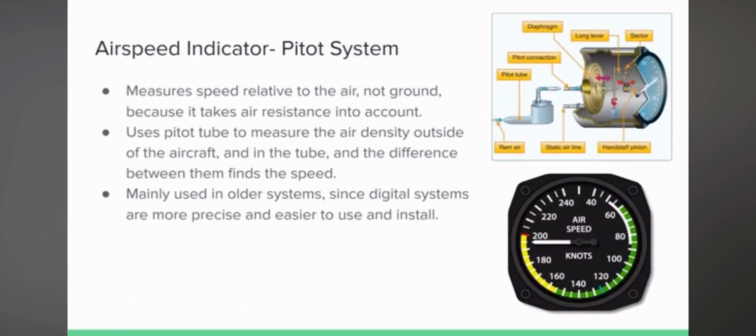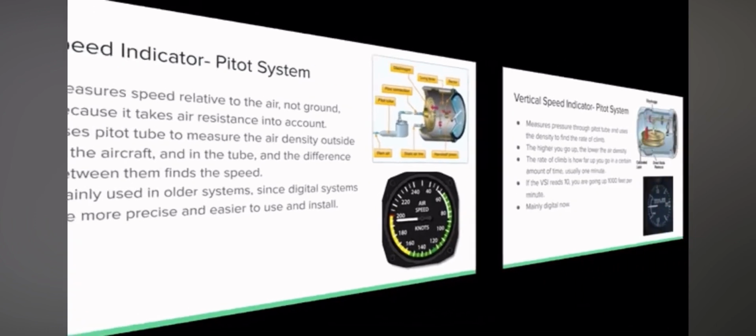The airspeed indicator, another pitot system. The airspeed indicator is a useful instrument to measure the speed of the aircraft, often measured in knots or miles per hour. It measures the speed relative to the air, not the ground, as things like a car would, since a plane takes air resistance into account. This instrument also uses a pitot system to measure the force of the air pressure outside of the aircraft. It then finds the difference between the air in the tube and the air outside of the tube to find the speed of the plane. This is also being digitalized, but older systems still use this technology.